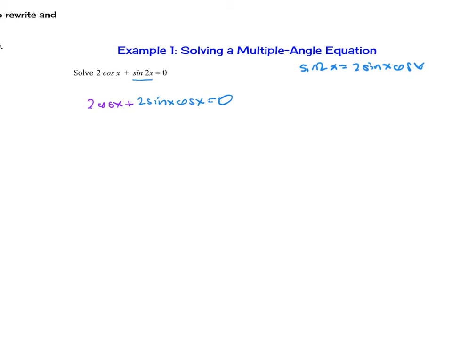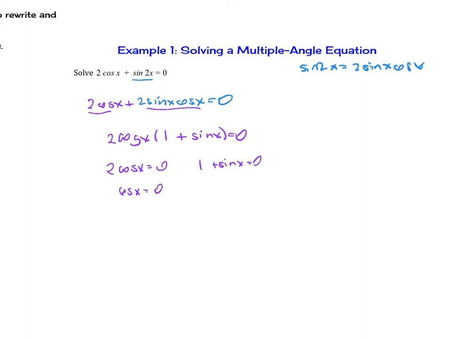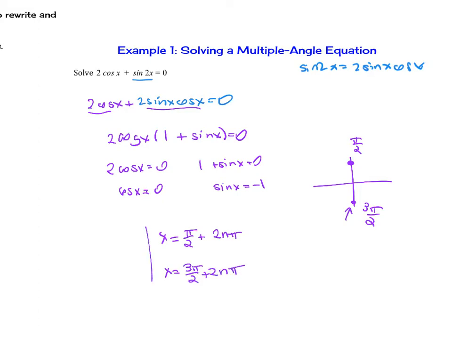So now looking at this, we can use the methods we've used before. We can factor out a 2 cosine of x. So we're left with 1 plus sine of x, which equals 0. So then remember, use zero product property. So 2 cosine of x equals 0, and 1 plus sine of x equals 0. So cosine of x, when does cosine equal 0? And when does sine of x equal negative 1? So cosine equals 0 is here and here, so at pi over 2, 3 pi over 2. And sine of negative 1, well, that is also 3 pi over 2. So we see that the answer is x equals pi over 2 plus 2n pi, and x equals 3 pi over 2 plus 2n pi.